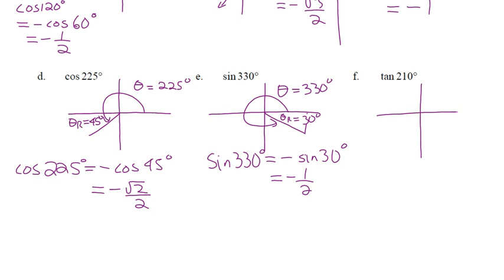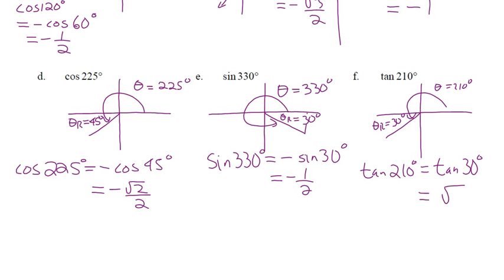Tan of 210. Where's 210? Which quadrant? Quadrant 3. How far into quadrant 3? 30, making my reference angle. So what are we going to say about the tan of 210? It's equal to the tan of 30, since we know that in quadrant 3, tan is positive. And what's the tan of 30? Root 3 over 3. Okay? No questions?